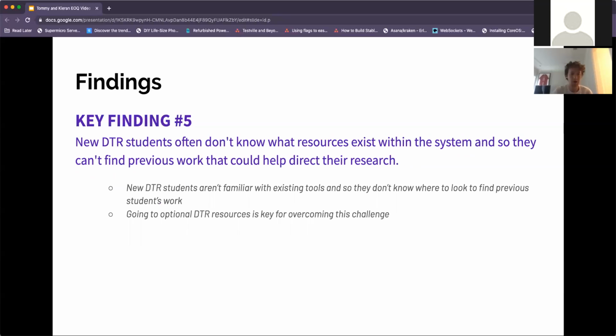And our final key finding was that new DTR students don't know what resources exist, and so they can't find previous work or ways to help direct their research. We found that a lot of helpful resources were common DTR documents that a lot of older students would use, and a lot of the newer students weren't familiar with these tools or how to find them, so they were delayed until they could ask for help and were then presented with these tools.